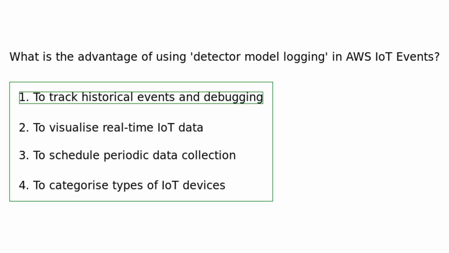Detector model logging in AWS IoT Events helps track historical events and aids in debugging event processing logic, providing insights into how events are detected and actions are triggered within the system.